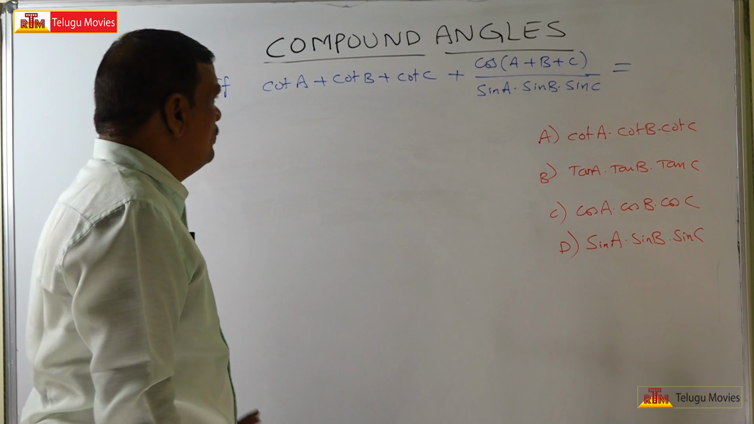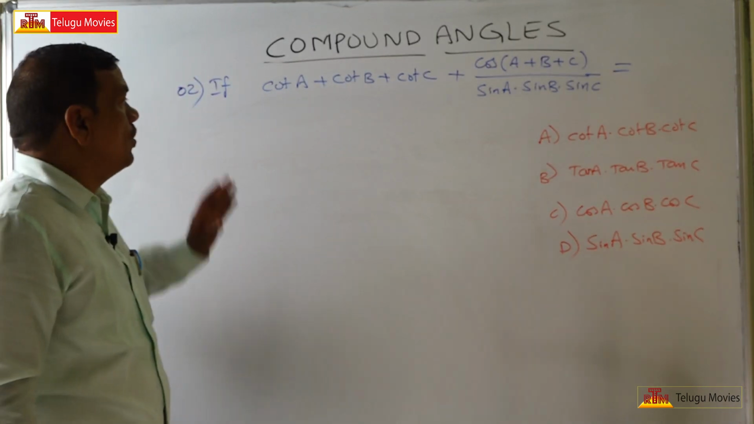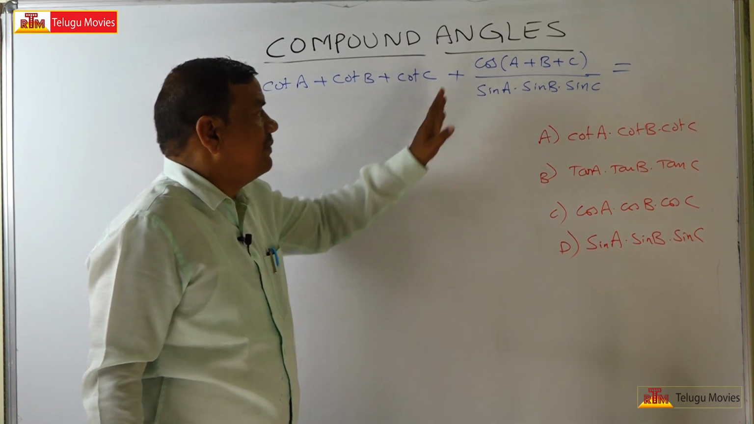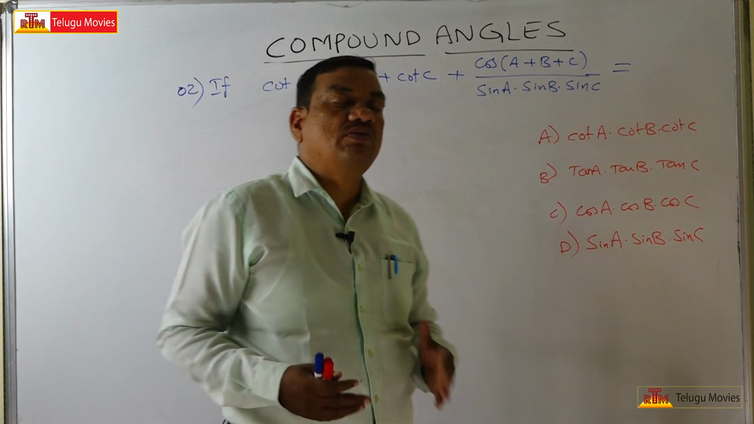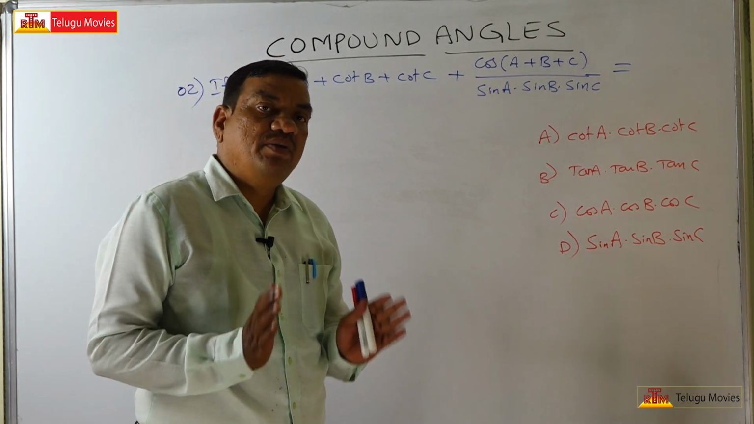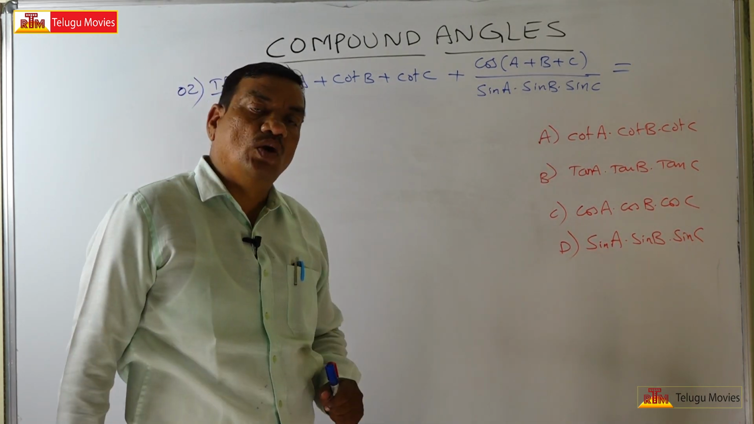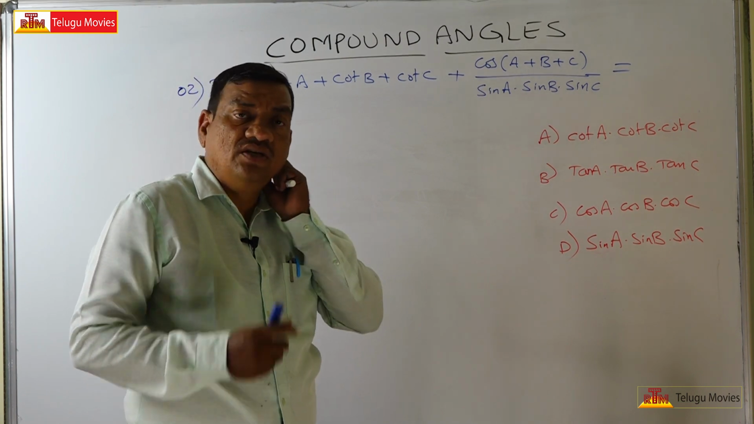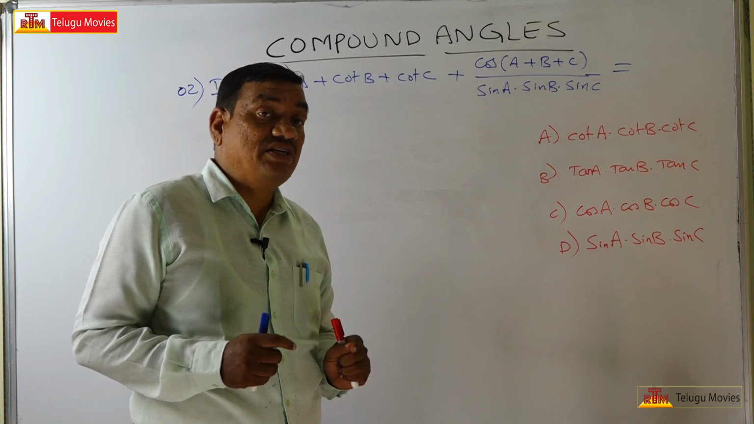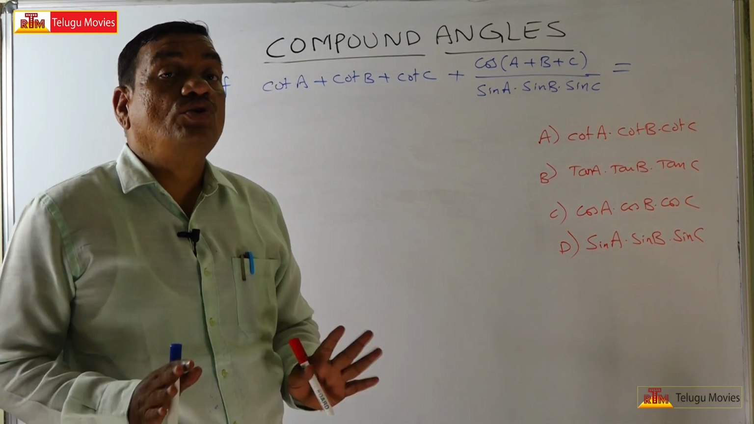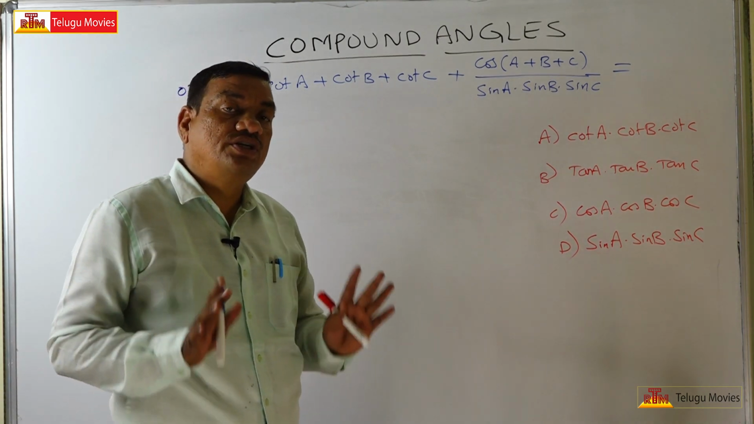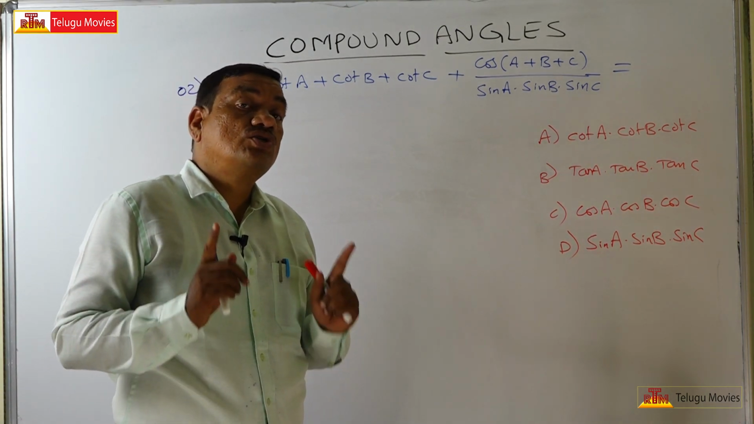To do this problem, generally students start doing cos A by sin A, cos B by sin B, cos C by sin C, and start expanding cos of A plus B plus C. If you do this problem, definitely it will take minimum half an hour to get a conclusion. So very difficult. But when these types of problems are given in competitive examinations, it means that you have to use a short trick formula.